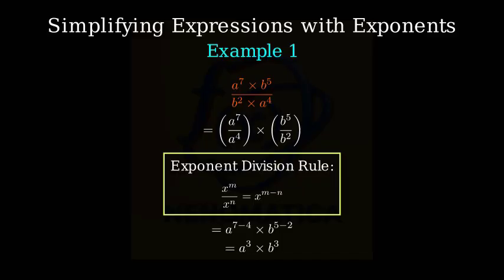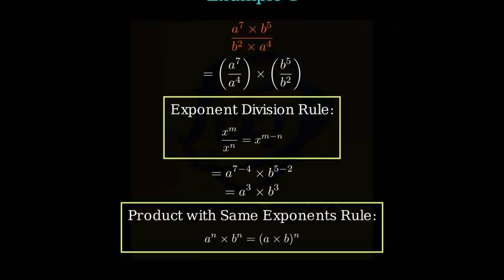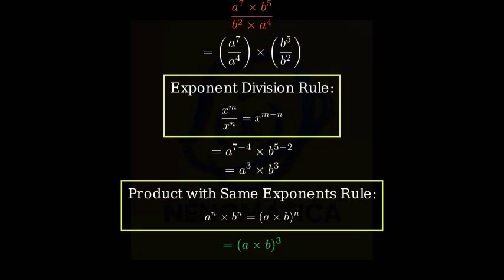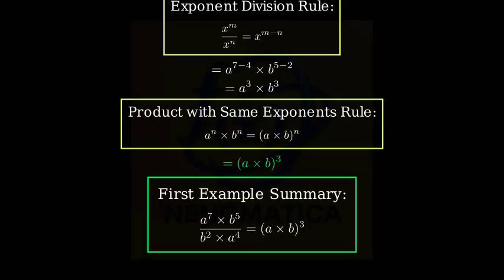For our fourth step, we can use the power property to further simplify this expression. The rule states that a to the n times b to the n can be written as the product a times b, all raised to the power of n. So we've simplified our original expression to a times b, all cubed.